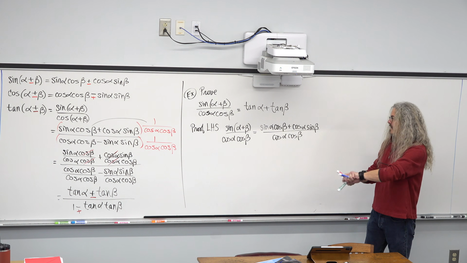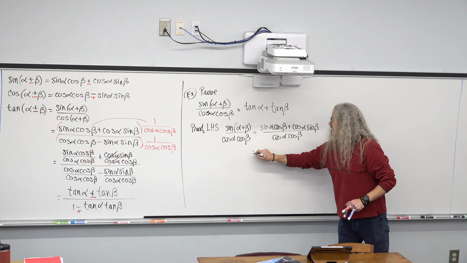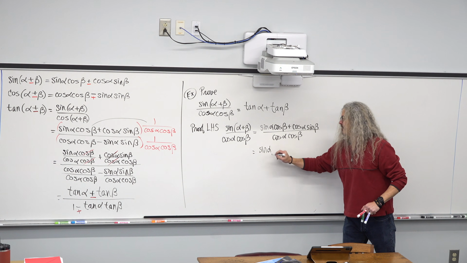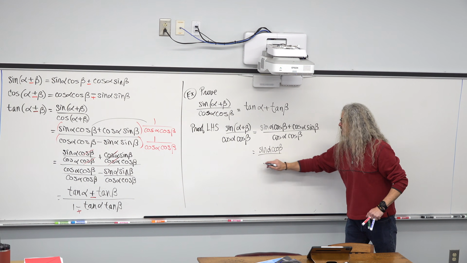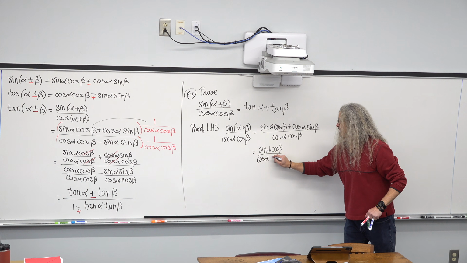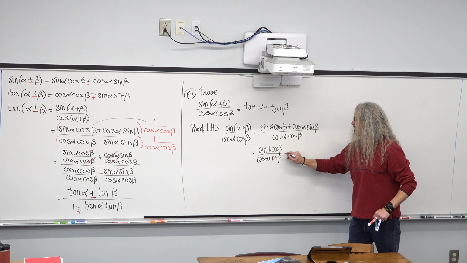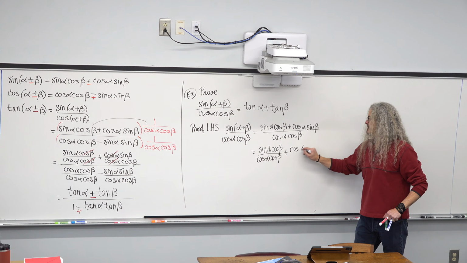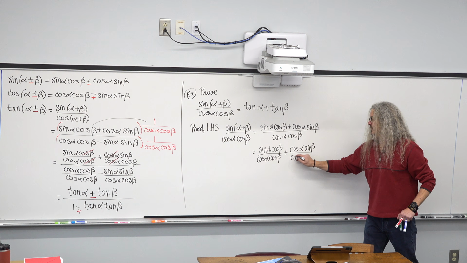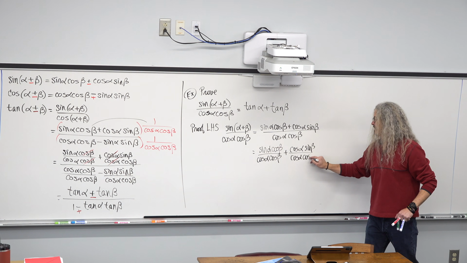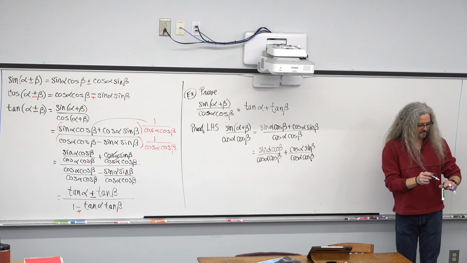So we're going to have the sine of alpha cosine beta over cosine alpha cosine beta plus the cosine of alpha sine beta over cosine alpha cosine beta.